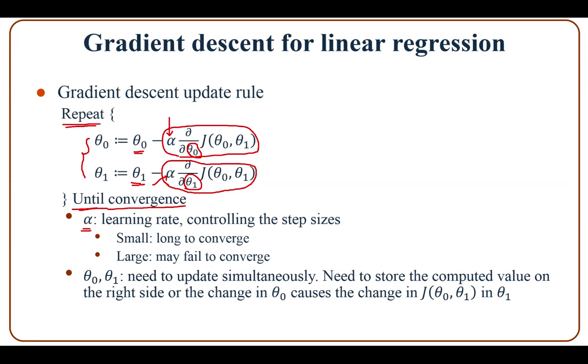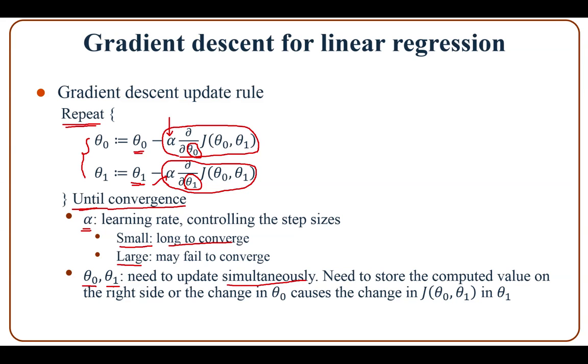And this controls the step size. If alpha is too small, then it takes long to converge. But if alpha is too large, the algorithm may fail to converge. And it's important that you update the parameters theta naught and theta 1 simultaneously.